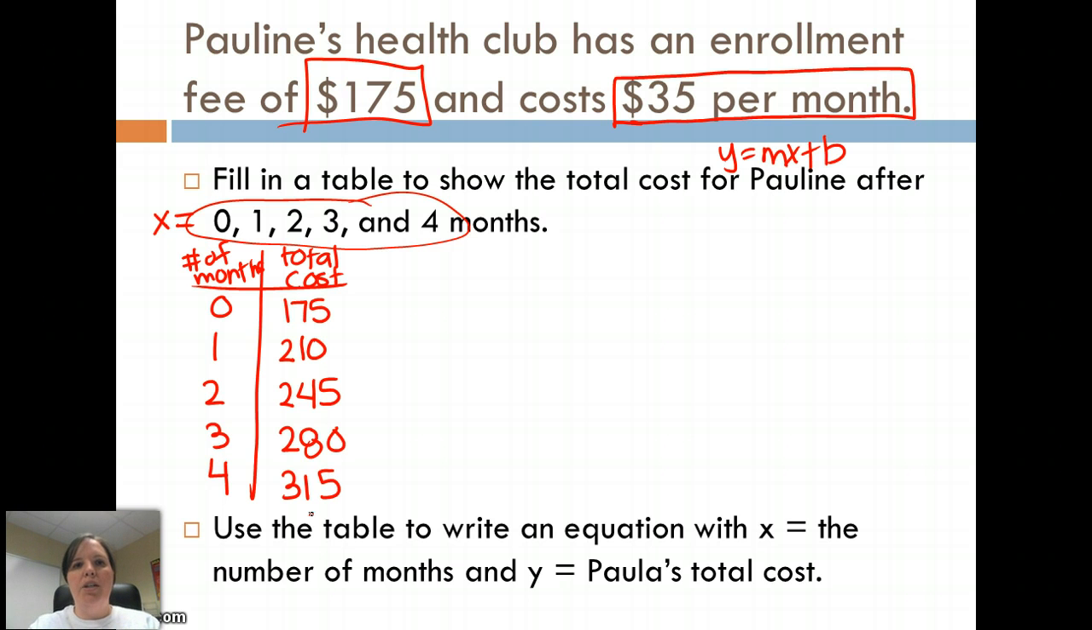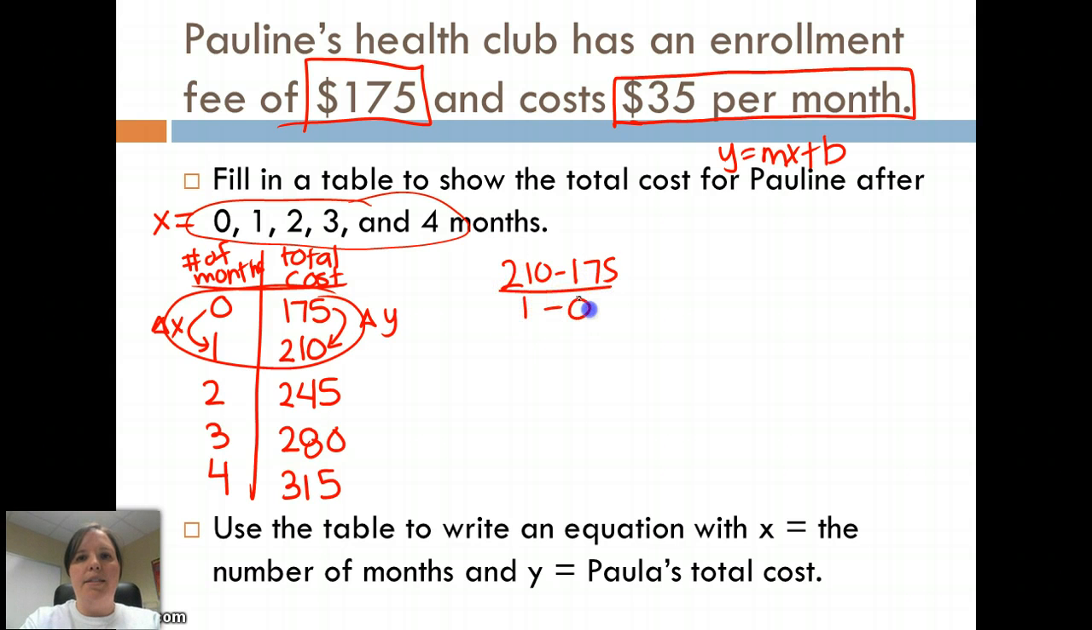So how do we write an equation off of this? Well, now all we have to do is pick 2 points, figure out the slope, the change in the y divided by the change in the x. So maybe y2 minus y1 over x2 minus x1. The slope, the m value for our equation, would be 210 minus 175, which is 35, over 1 minus 0, which is 1. So the slope would be 35.